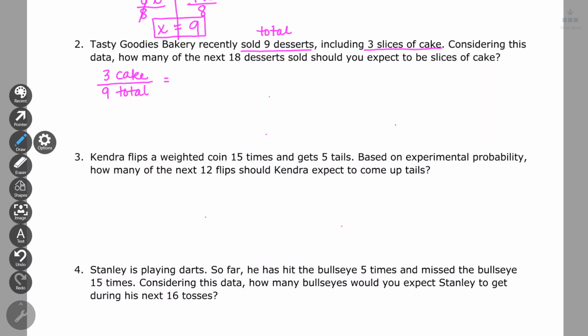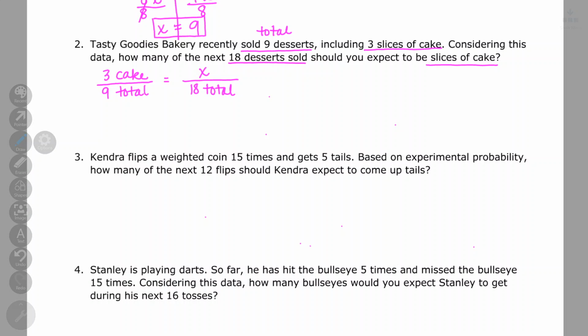We've got to set that equal to another fraction. It says, considering this data, how many of the next 18 desserts sold? So that would be our total that would go on the bottom. 18, that would be our total. And then how many would you expect to be slices of cake? Well, we don't know. That's what we're solving for, the cake. So that has to go up at the top. So what we have is cake over total in the first fraction, and we must have cake over total in the second fraction. Do not mix those up.